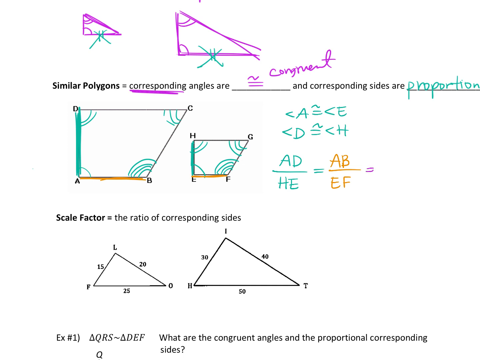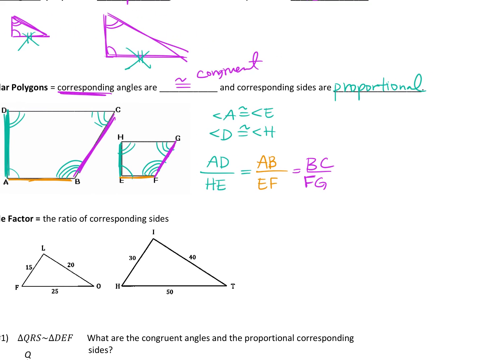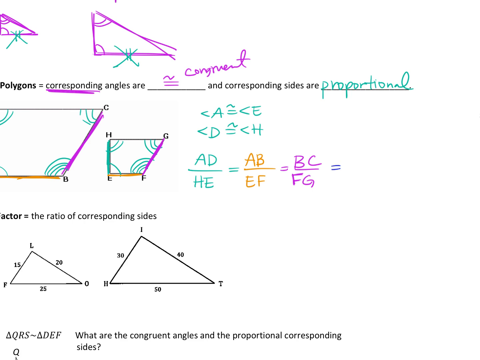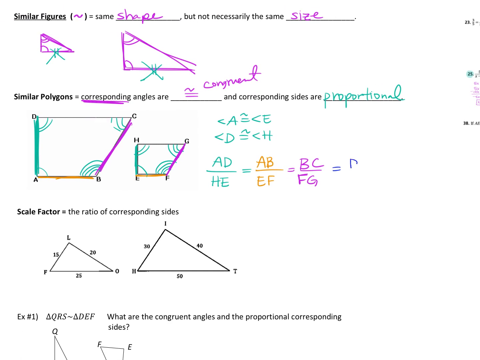Okay, keep moving here. BC to FG. Does it matter if I call it GF? No. And the last one would then be DC to HG. Okay, so notice we're not saying the sides are congruent. We're saying the ratios are the same. The comparison of the sides will keep equal. So that's how we're going to set up similar polygons.